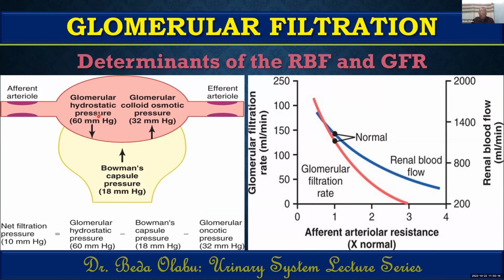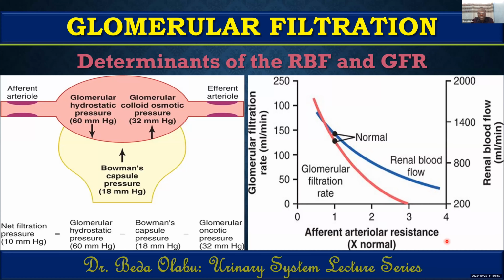I want to elaborate more on the effects of the afferent arteriole and the effects of efferent arteriolar resistance on renal blood flow as well as glomerular filtration rate. Let's begin with the effects of afferent arteriolar resistance. So this image here shows you the afferent arteriole, and then the glomerular tuft of capillaries, then the efferent arteriole. And through here, we need to have filtration taking place.